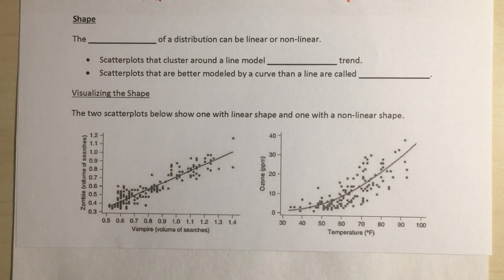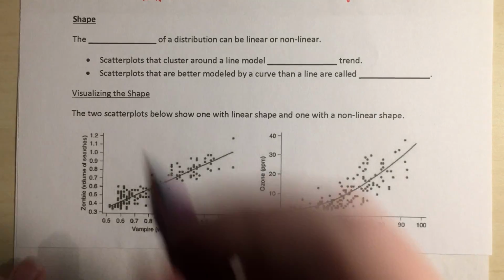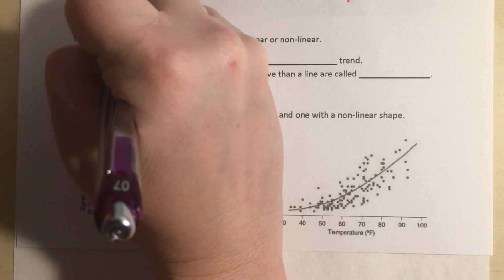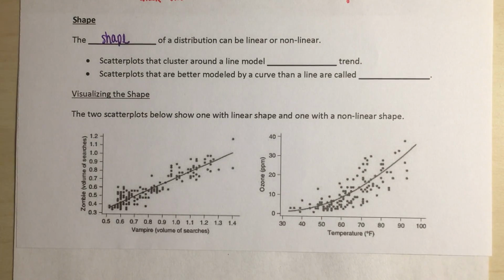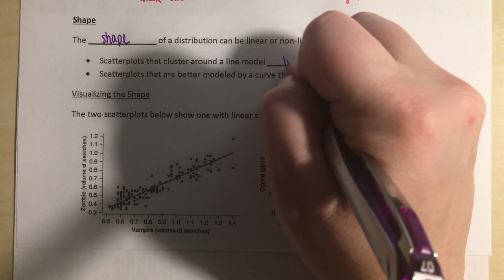Right, so the third thing that we're going to look at when we look at scatter plots, in addition to our trend and our strength, is going to be our shape. So the shape of our distribution can either be linear or nonlinear. Scatter plots that cluster around a line model linear trend, right?